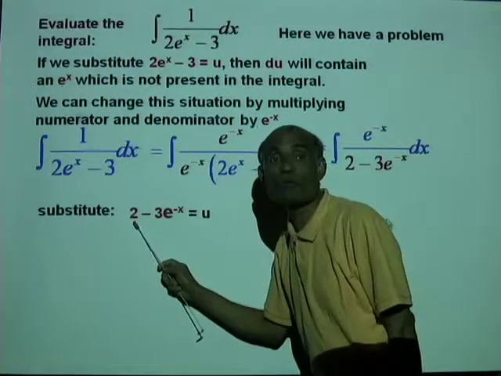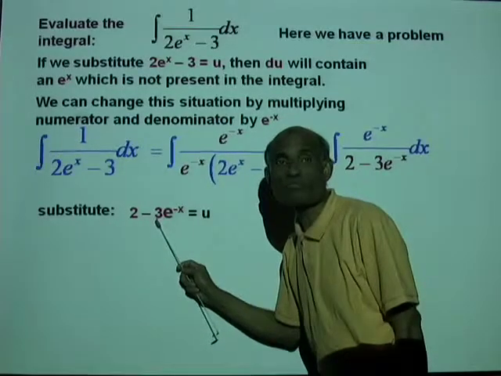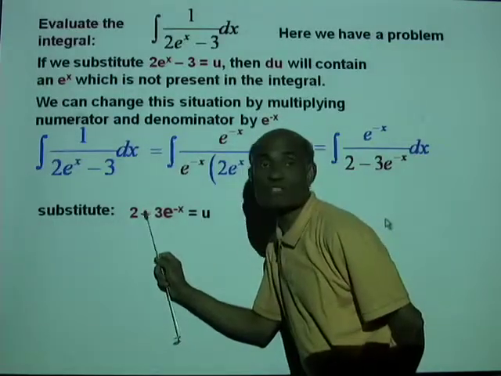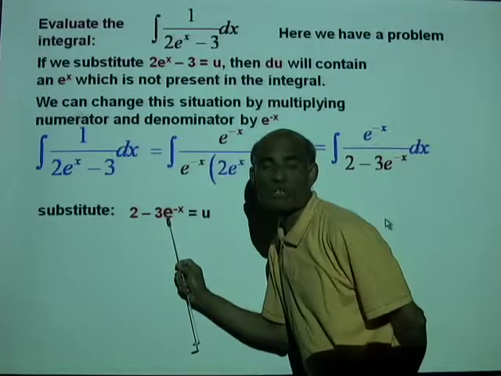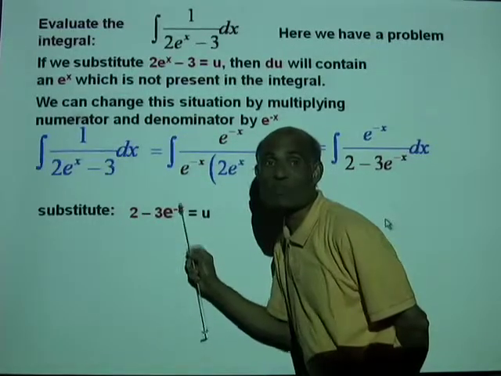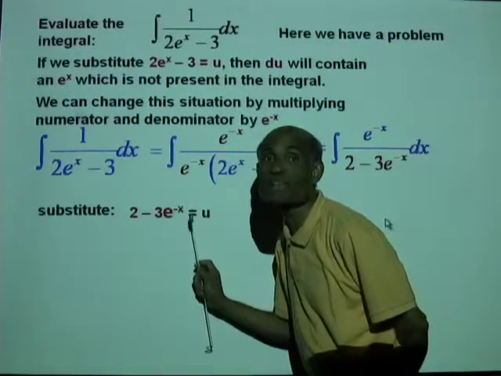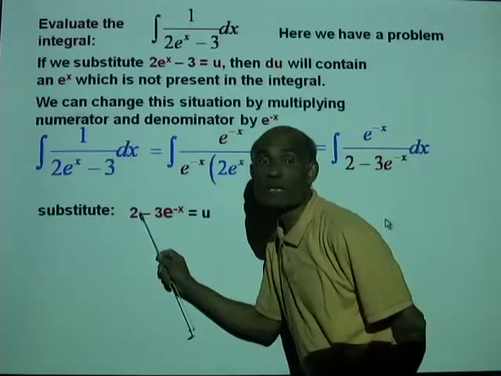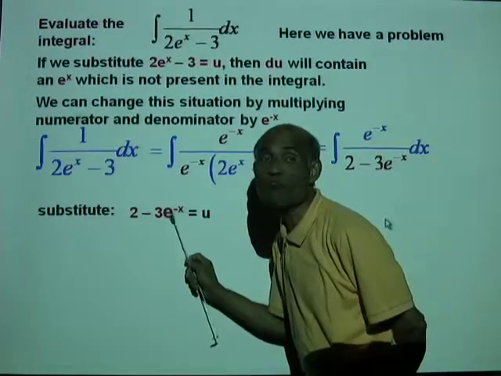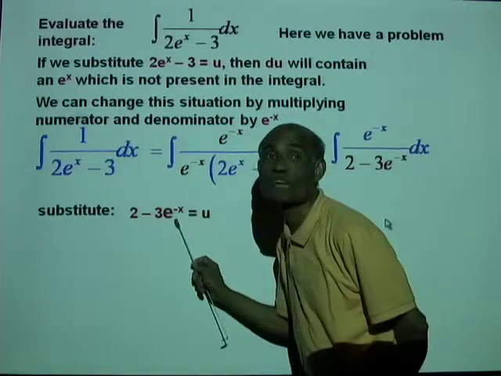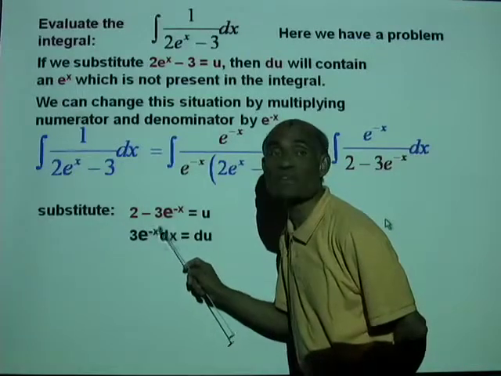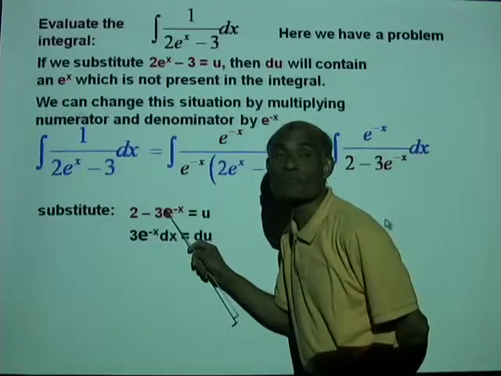Differential of 2 is 0. And what is the differential of 3 e to the power of negative x? Now, leave that negative 3 alone. The differential of e to the power of negative x is e to the power of negative x times negative 1. So negative 3 times negative 1 will become positive 3 e to the power of negative x dx. That's the differential of the left hand side. So 3 e to the power of negative x dx is the differential of the left hand side.